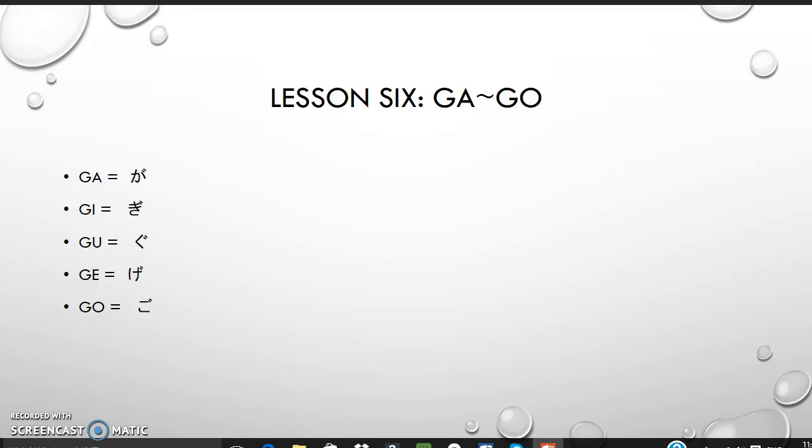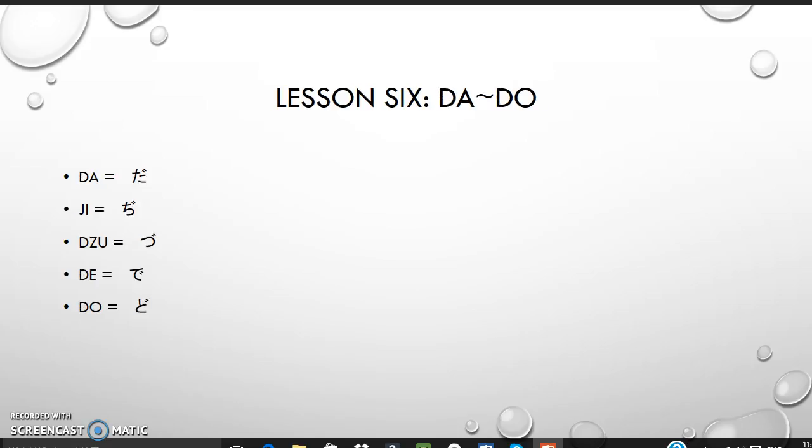Then we have go. Go is actually an honorific prefix. We can use it like gohan, things of that nature. Like special meal. So that'll be pretty good there.